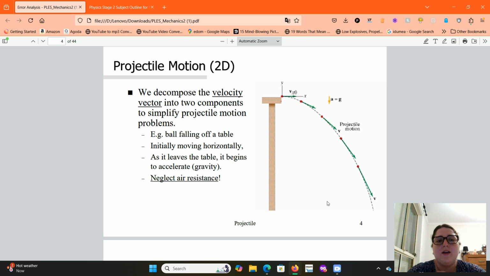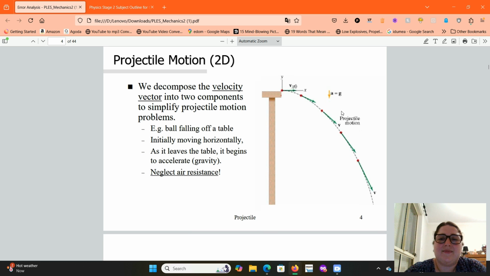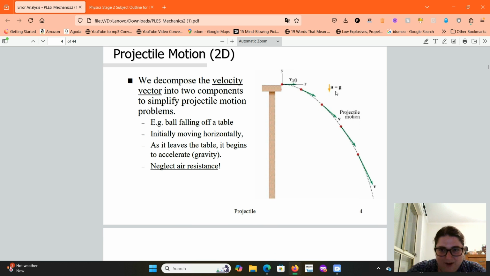For example, a ball falling off a cliff initially moves horizontally and then begins to accelerate downwards due to gravity. We neglect air resistance. Do not worry about air resistance when it comes to projectile motion. It is not needed. So the ball starts going out, and then gravity acts on it. The acceleration is gravity and it's downwards.